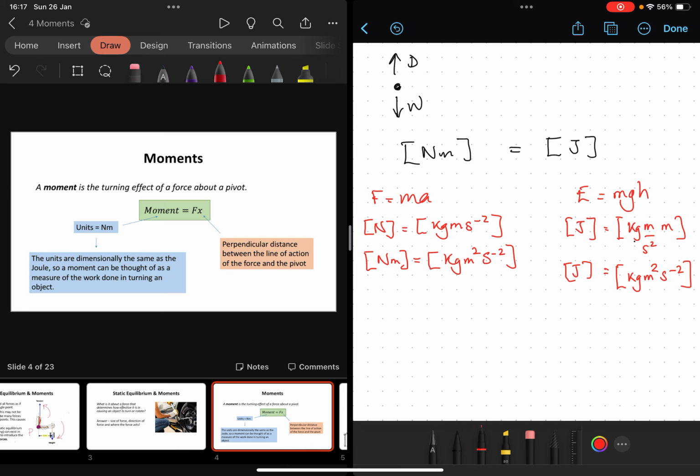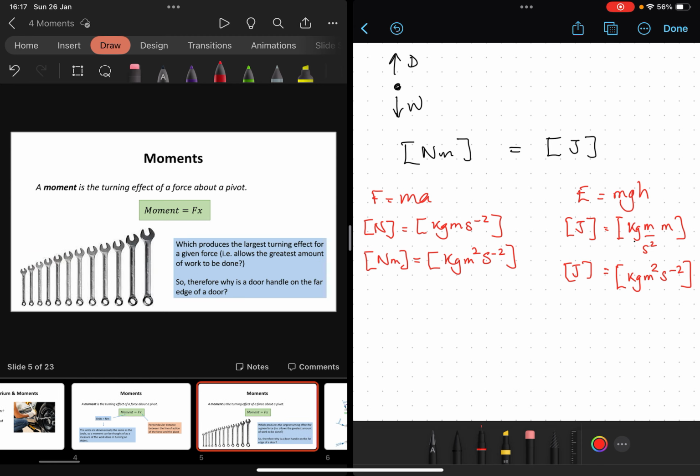So one way that we think about moments then is the amount of work that a force can do to turn an object. The amount of work a force can do to turn an object. And it's pretty obvious, isn't it, looking at that equation, that one way that I can increase the turning effect is to apply a bigger force. But what if I can't?